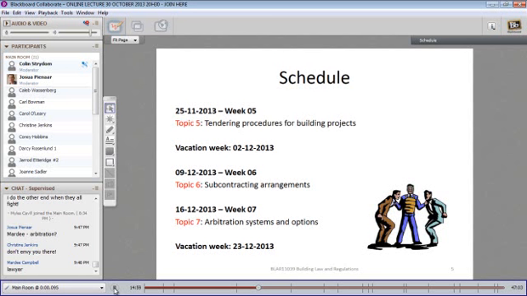Give a green tick if you know what a nominated subcontractor is, or a red tick if you don't know, if you've never heard this word before. Again, we get a good idea that half of us know a little bit about it, the others don't at all. But that's what we're here for. We'll work through it and have a look at the nominated subcontractors.